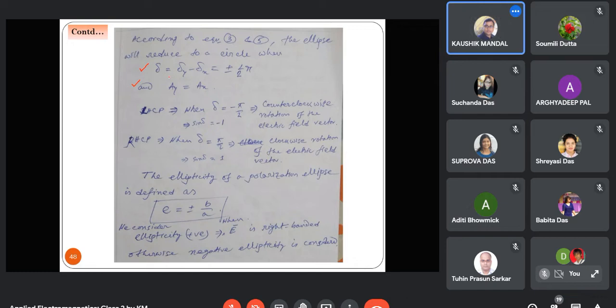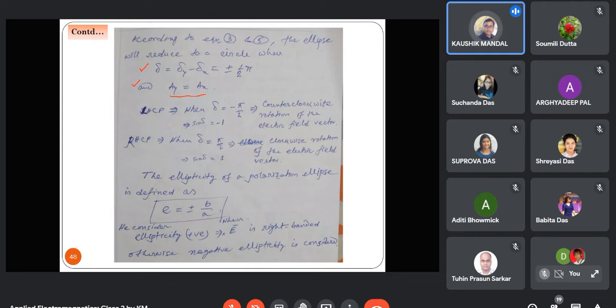Then what is the other condition? That is Ay equal to Ax. If these two components are not equal, then the ellipse will not convert into a circle. Only if Ay equals Ax will it convert into a circle. Then it will be the case of circular polarization. So these two conditions are vital for an electromagnetic wave to be circularly polarized: the phase difference between the X and Y components of the electric field will be pi by 2, and their magnitudes will be the same.